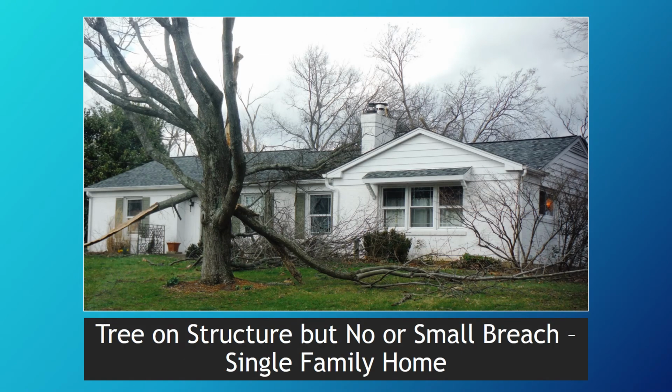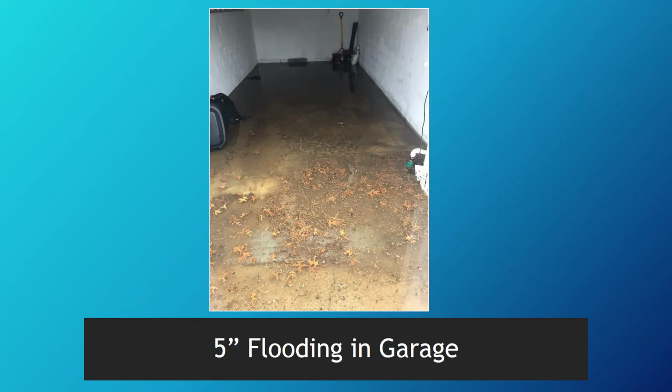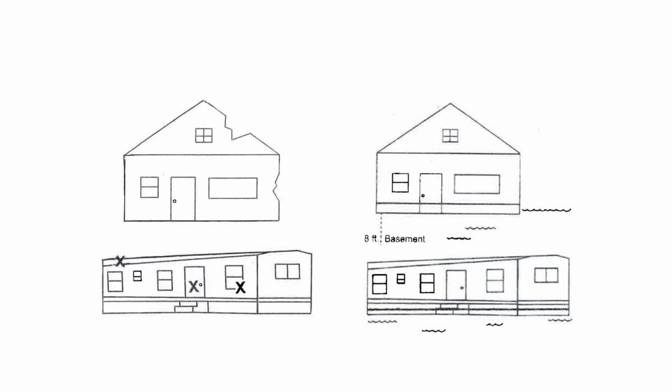This is an example of an affected single-family home with wind damage. While the tree fell on the home, there is no breach in the roof, so the home would be affected. This home has 5 inches of standing water in the garage. While the garage is attached to the home, there is no structural damage. It is not an essential living space, and no mechanical components were damaged. Therefore, the home would be affected.